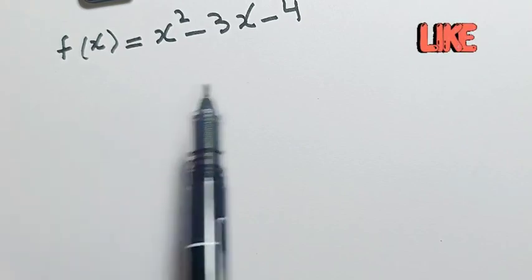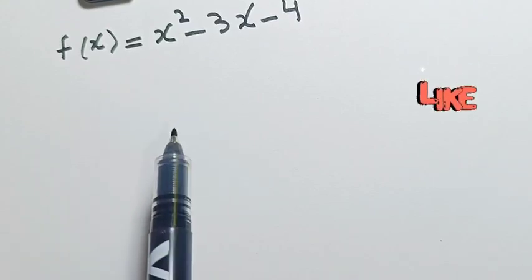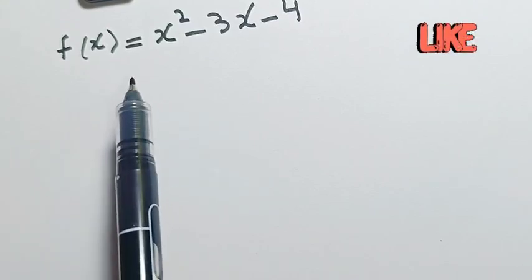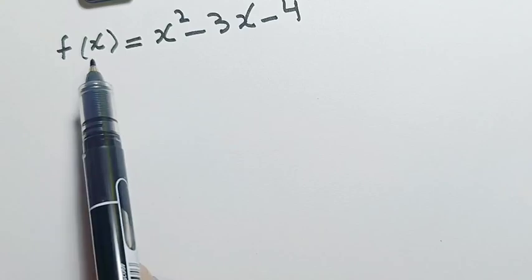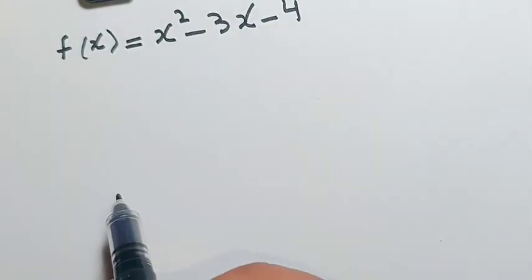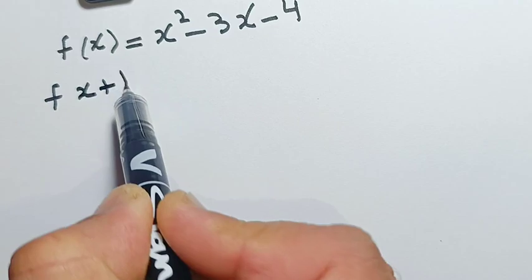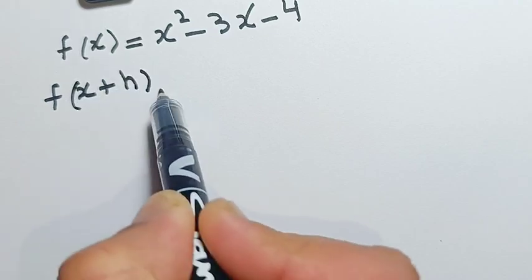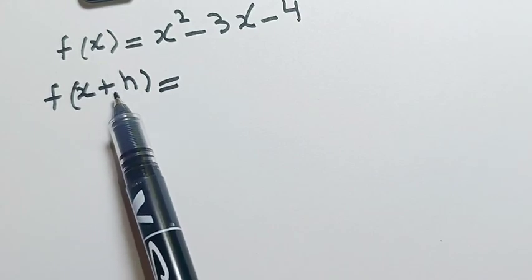Now also there are two methods to do this one. The first method which I'm going to show you now, in the second video I'm going to show you the second method. This is the first method. We need f of x in the formula we have, and we need f of x plus h. So let's get first f of x plus h here. So the f of x plus h, so wherever you see the x, you're going to add h.